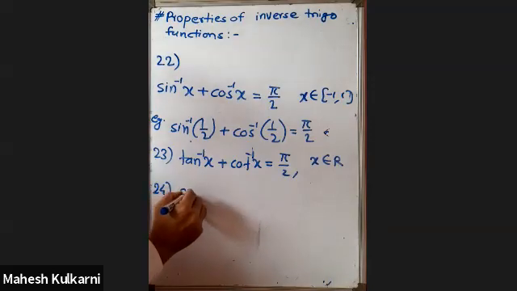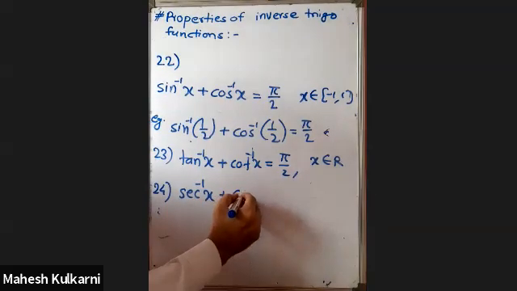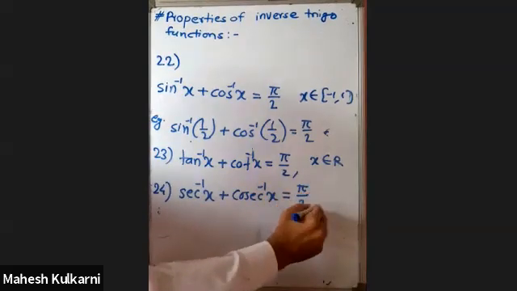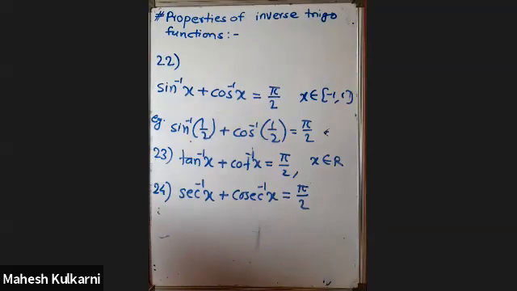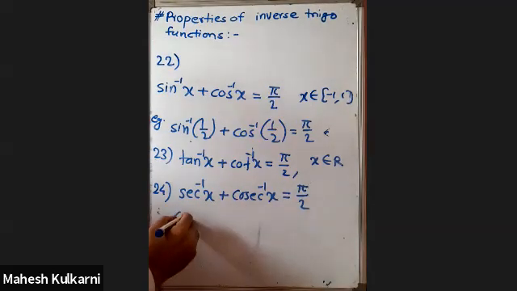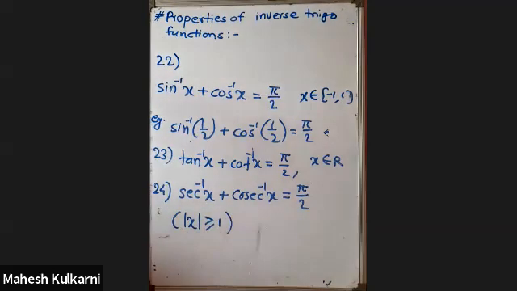Also, we can write sec inverse x plus cosec inverse x equal to pi by 2. And there is a relation between sec and cosec. Sec theta is cosec of 90 minus theta, or cosec theta is sec of 90 minus theta. With the help of that, you can write this property. And for this sec inverse or cosec inverse, what is the condition on x? That modulus of x should be greater than or equal to 1.